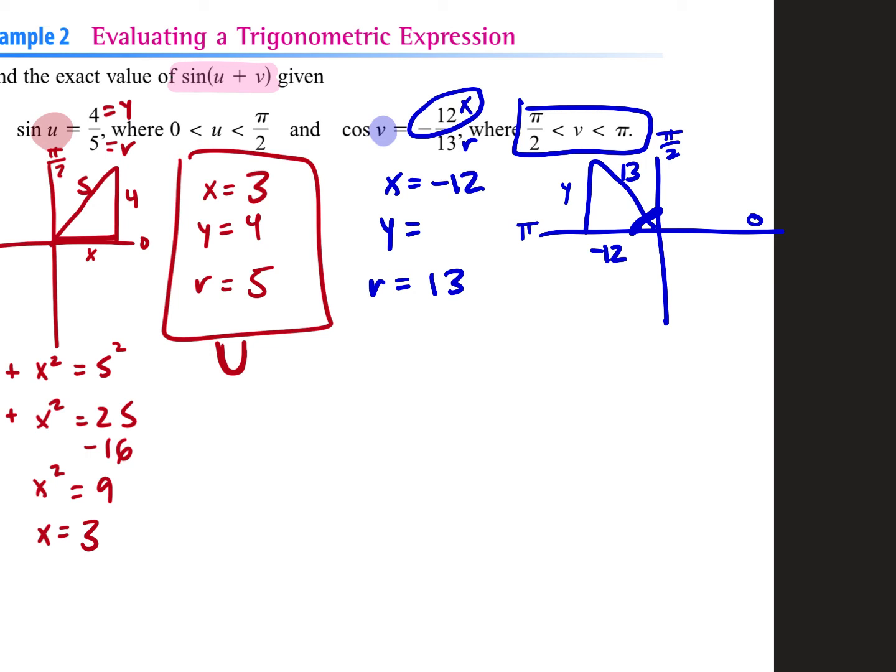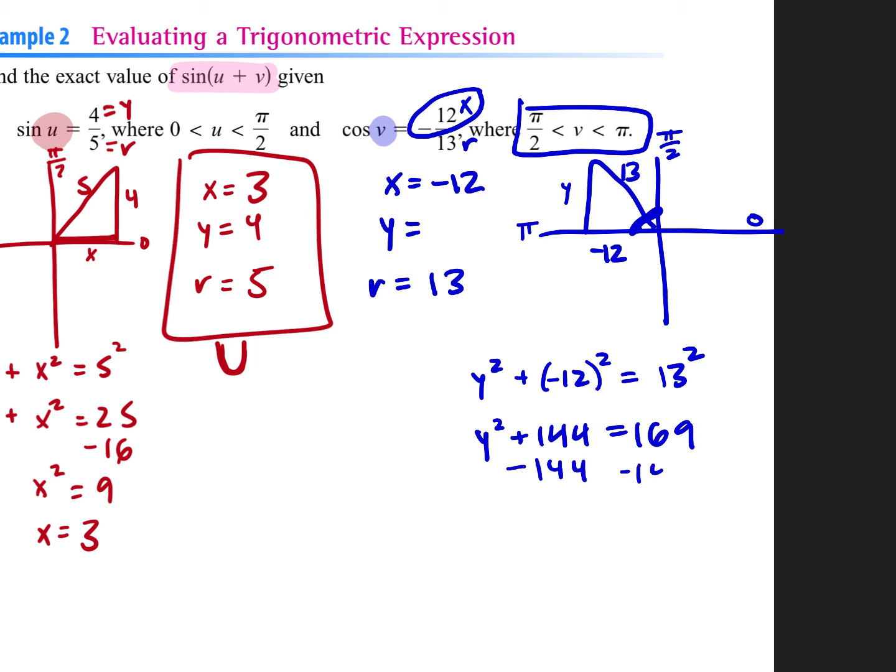All right, and then we have to do Pythagorean Theorem. So y squared plus negative 12 squared is equal to 13 squared. Remember, it's always equal to your hypotenuse squared. So y squared plus 144 is equal to 169. Subtract 144. So y squared is equal to 25. Take the square root.